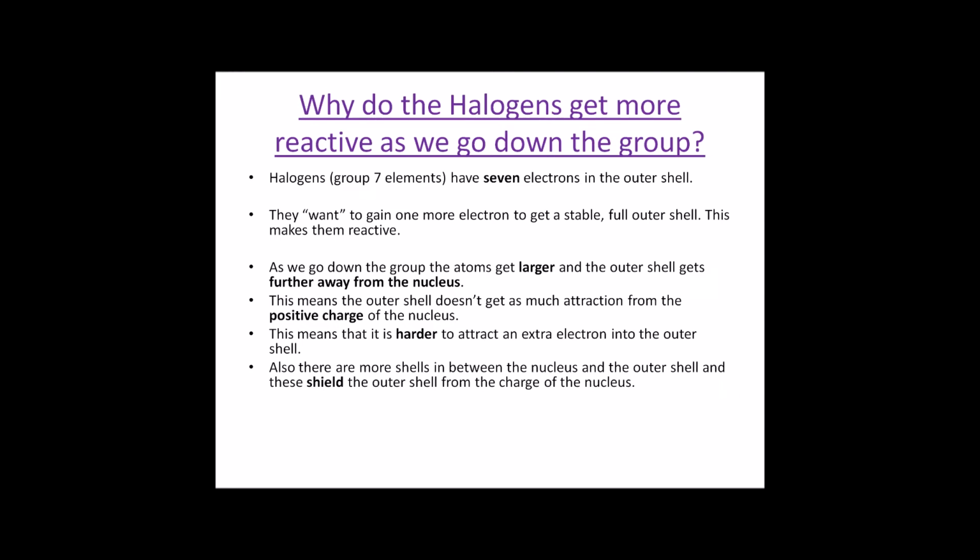There are also more shells in between the nucleus and the outer shell, and these shield the outer shell from the charge of the nucleus, a positive charge, because we've got lots of negative charge in between the positive charge of the nucleus and the new outer electron shell. It means that the outer electron shell has been shielded. It no longer feels as much of a pull because there's lots of negative charge in between it and the positive nucleus. Therefore, the reactivity goes down. They can't attract electrons as easily.